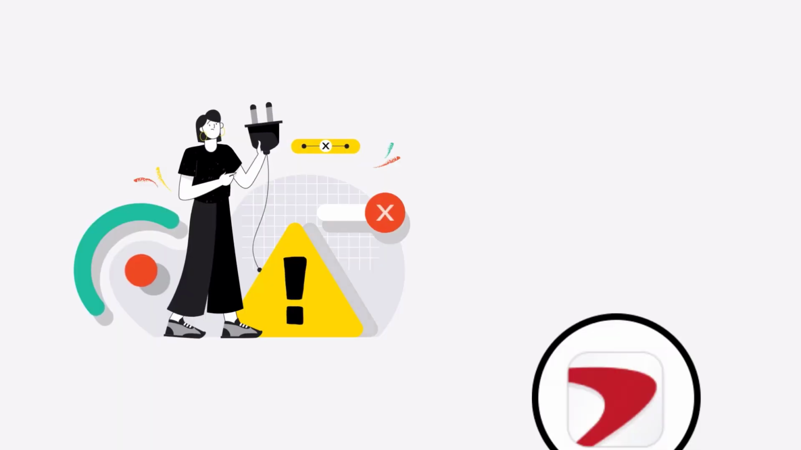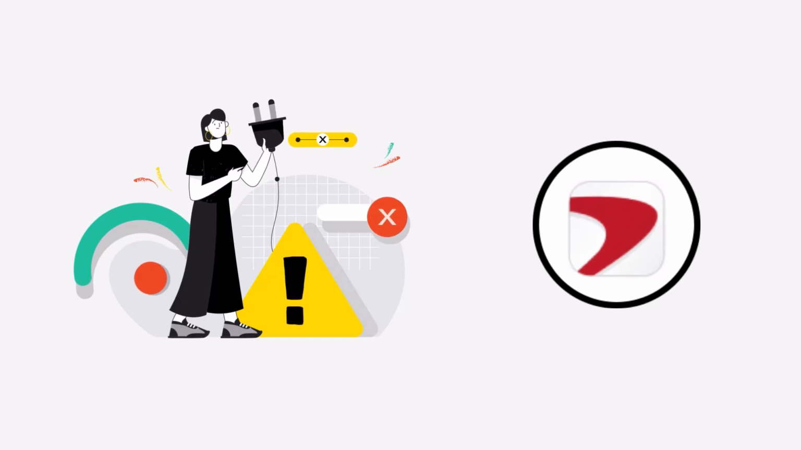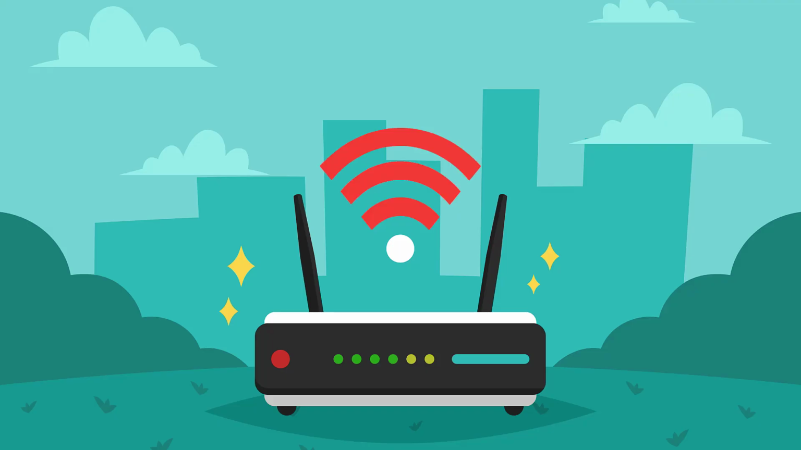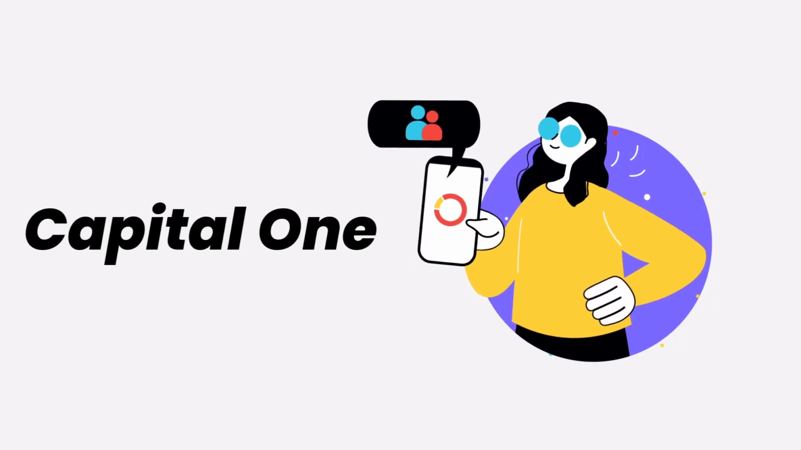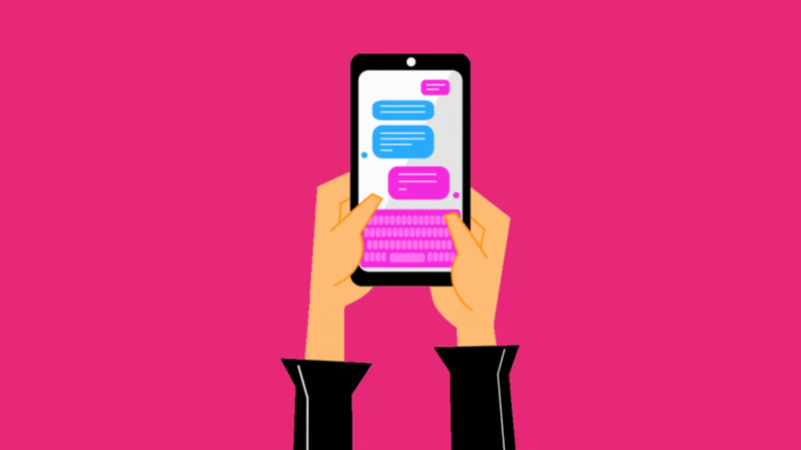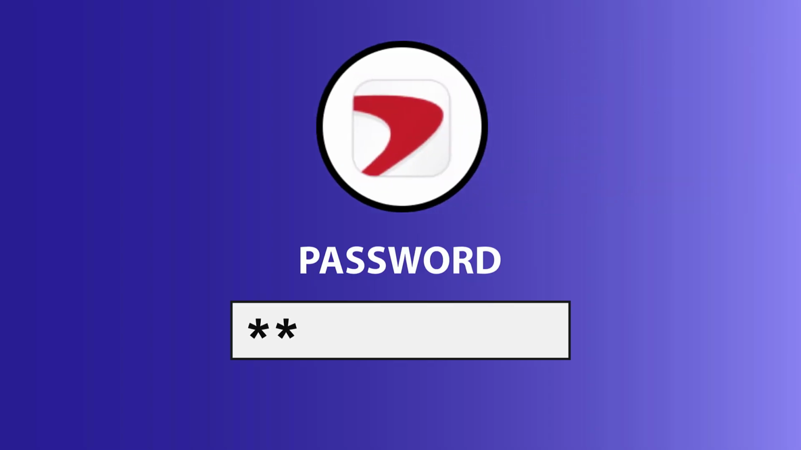It might be possible that you're not able to log into the Capital One app due to a connectivity issue. So first of all, you need to make sure you have a strong and stable internet connection. To do so, you need to do a quick test to check if your internet's working or not. Simply open up an app that runs on internet other than the Capital One app and check if it's working or not. You can also try switching from Wi-Fi to mobile data and vice versa. Doing this might help you log into your Capital One app.